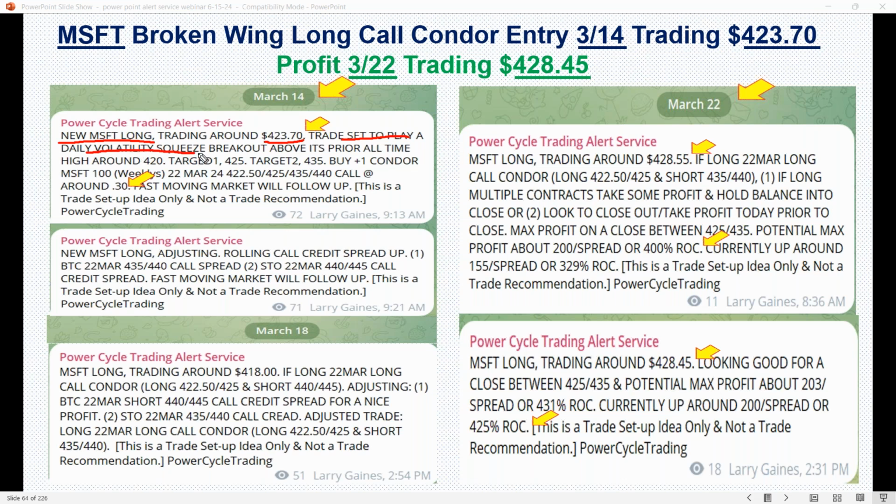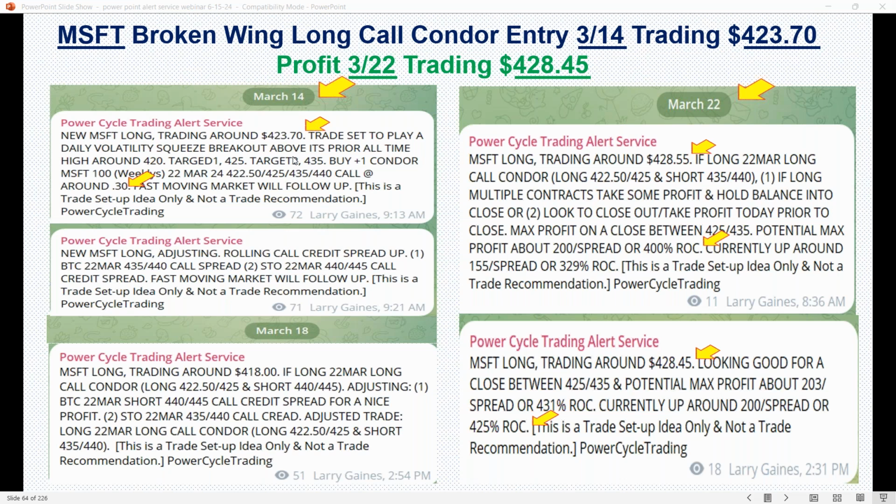Here it is again. Volatility squeeze breakout above prior all-time high. So I won't go through all the details, but another condor, so it's traded at 423, and then it ended up profit on the 22nd. Right here is trading now. It's trading up at 428.45. And so here you can see Microsoft long trade at 425, looking good for a close between 425.35, potential max profit of about $203 on the spread or 431% return, currently up 200. So this one turned out to be pretty much a home run.